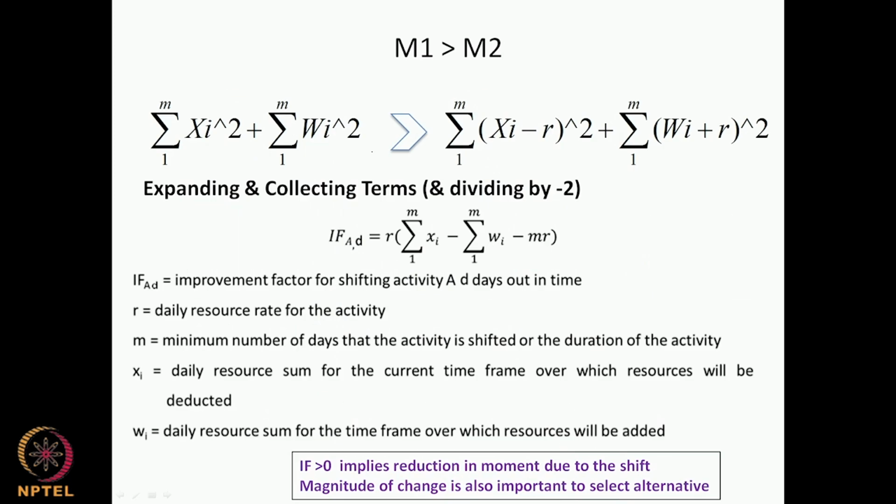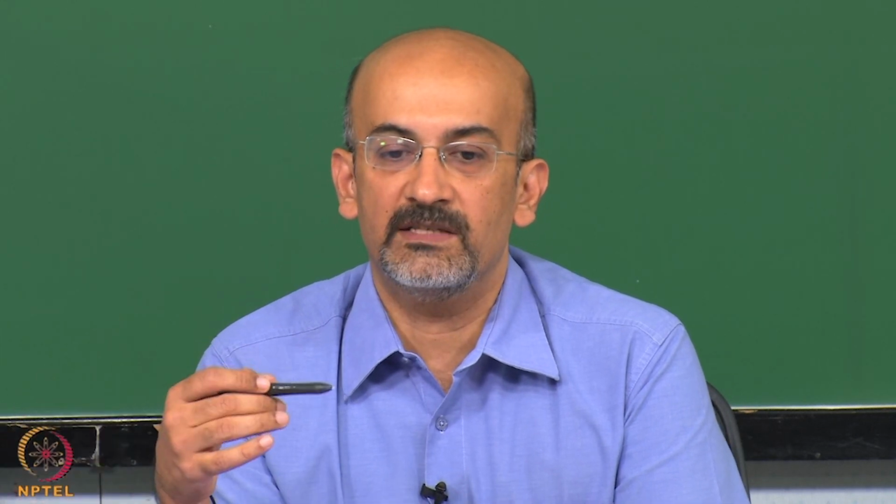remember we wanted this. We talked that we ideally want m1 to be greater than m2. That is, after my shift, my resource histogram has a lower moment. When we say this, that means there is improvement in the histogram. This is what I want to try to achieve with the shift. If the shift does not result in an improvement in the histogram, it means that I should look for another alternative shift which might result in an improvement.